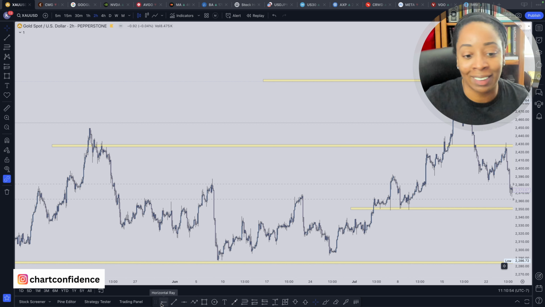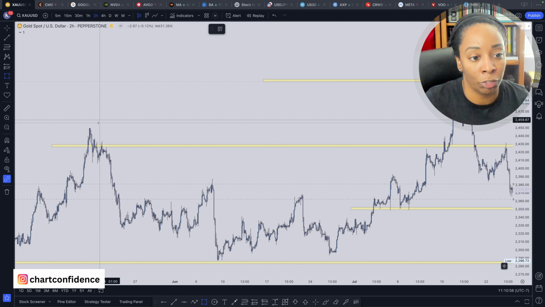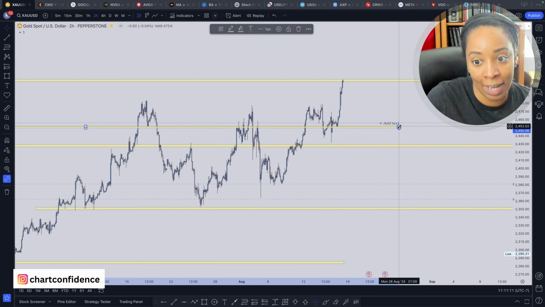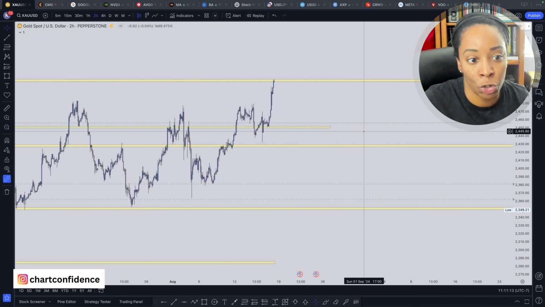So I could mark this off. Let me just mark this off because I want to see what this looks like on the H1 time frame. I'm going to make this really thin. Ooh, and then look, it lined up with this level perfectly. So let's keep dragging across and just see. Okay, yeah, I definitely want to have this level for sure.